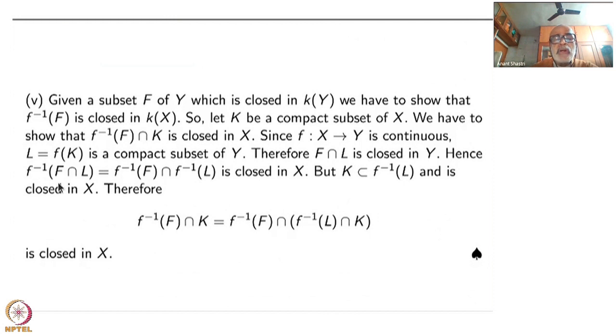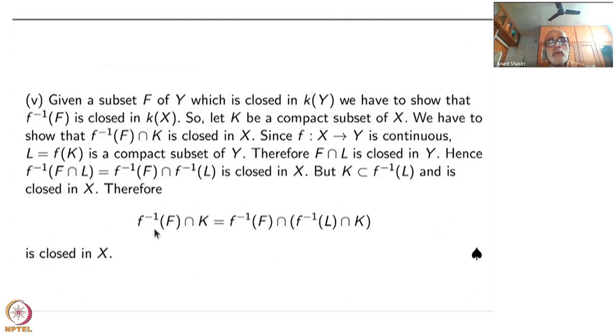Hence, f inverse of F intersection L, which is f inverse of F intersection f inverse of L, is closed in X because f is continuous from X to Y. So the inverse image, when I take it in X, is a closed subset. But now K is already contained in f inverse of L because L is nothing but f of K.